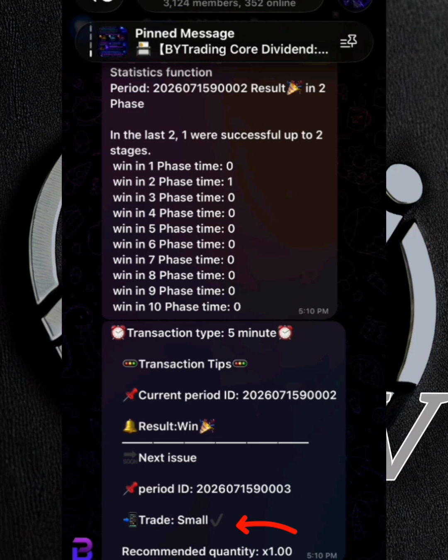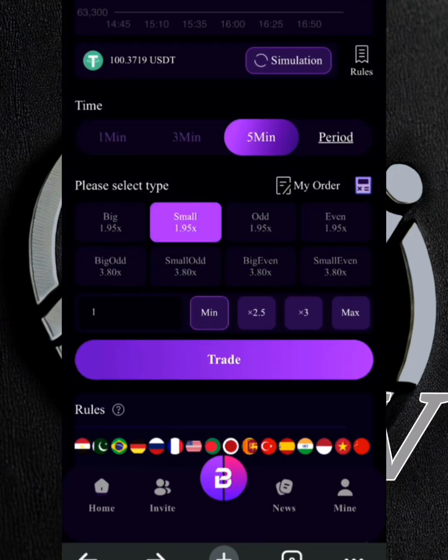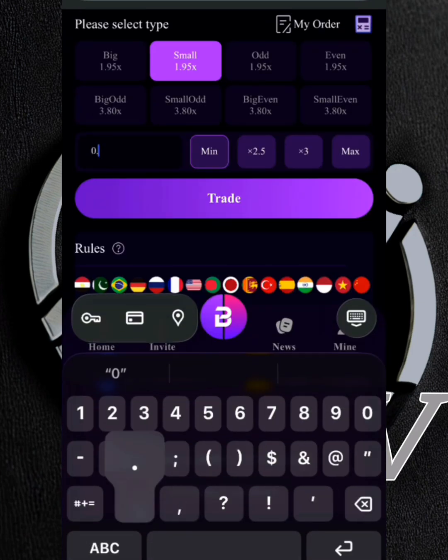I'll go to my calculator and check the trade amount I'm to use, which is 0.615. This is for the third phase. So I'll make sure I'm in the 5 minutes time frame again, and then I'll select small as the signal group said. I'll enter an amount of 0.615 and multiply it times 1x minimum.